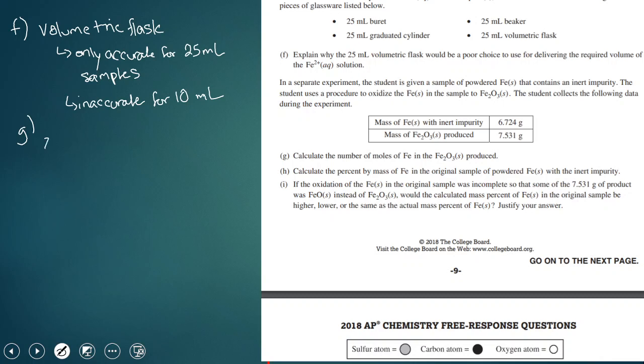So we have 7.531 grams Fe2O3 multiplied by 1 mole Fe2O3 over, we have to calculate the molar mass again, which is in this case 159.7 grams. And so we get the total number of moles as 0.04716.